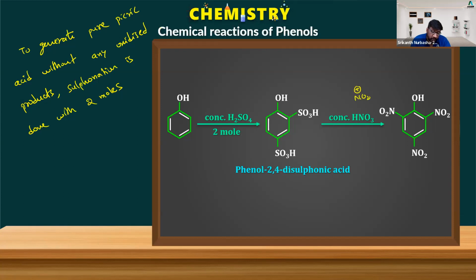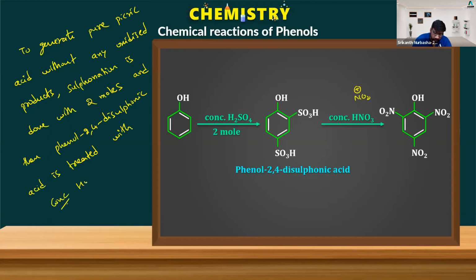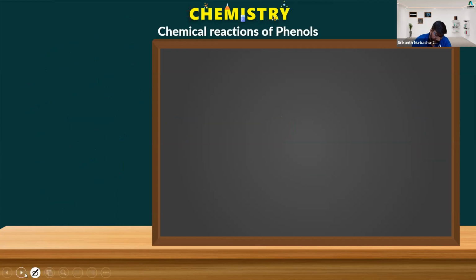To generate pure picric acid without any oxidized product, sulfonation is done with 2 moles, and then phenol 2,4-disulfonic acid is treated with concentrated HNO3. This is the logic we are going to follow, so that the SO3H is actually protecting the positions, so it is not allowing the oxidation of phenol to occur, and you will not get any quinones. So only picric acid can be obtained.